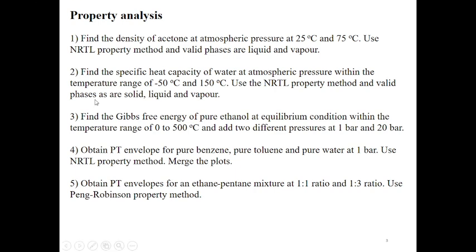It will be better if you take a screenshot of this entire set of problems. We are going to solve them one by one.